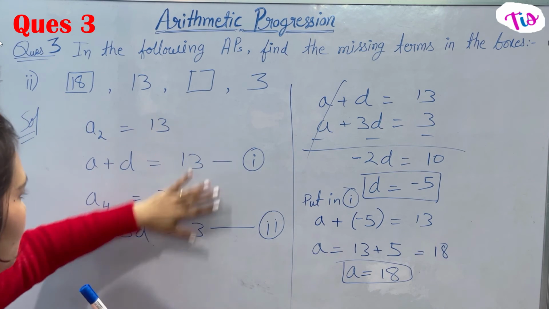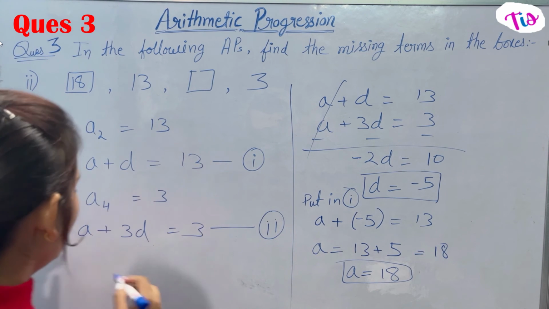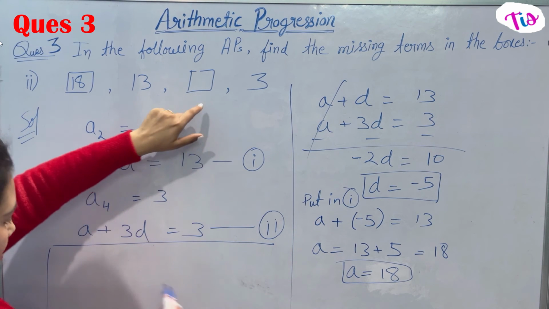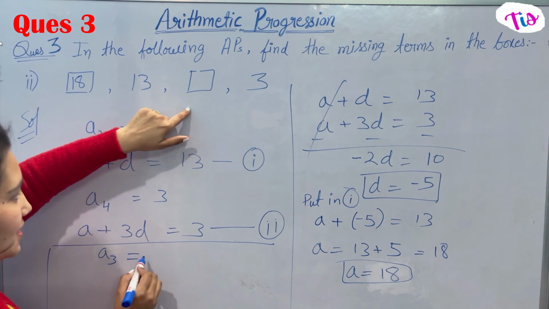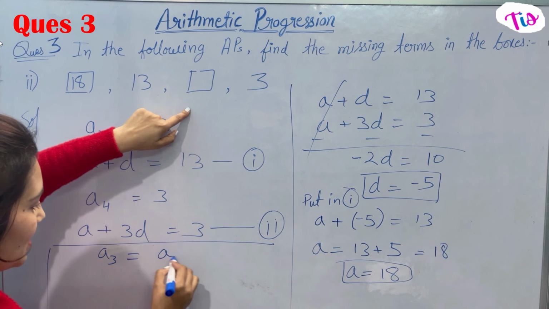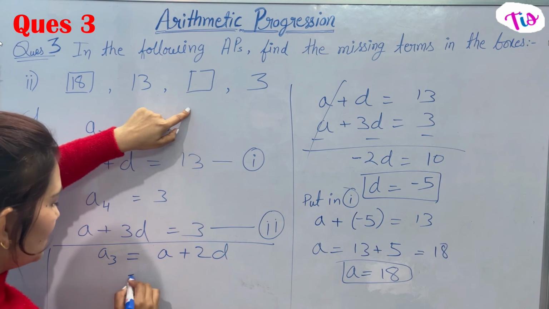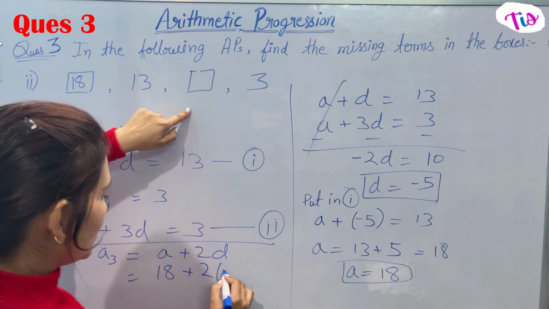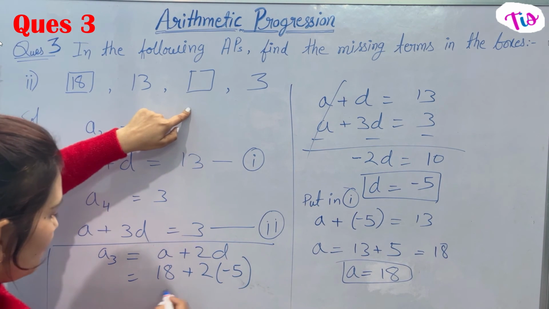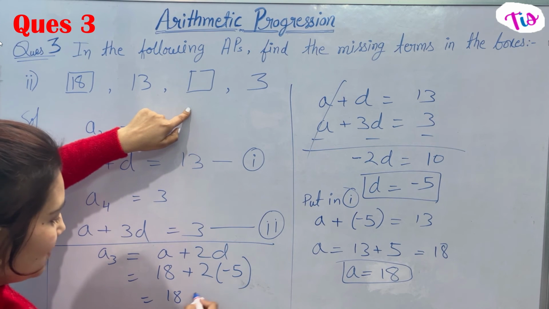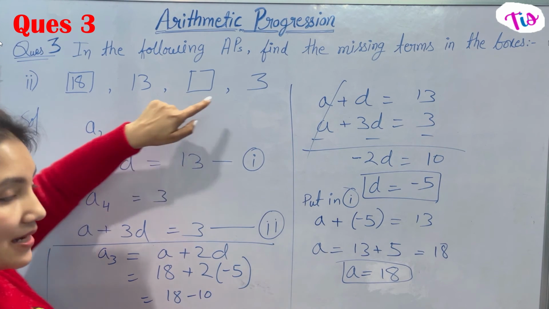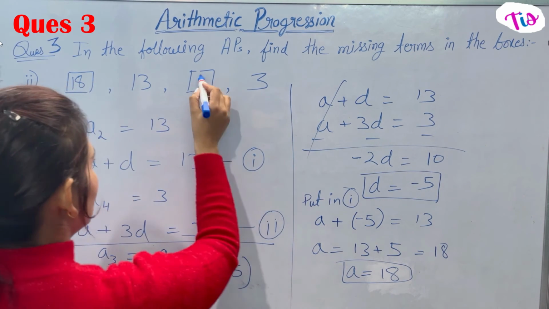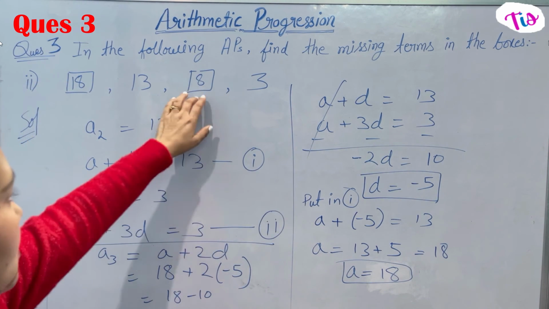I'll just rub it off, or this is visible. I'll just find a3 here. So a3 means third term, and third term is a plus 2d. Let's solve it. So a is 18 and common difference d is minus 5. Minus 5 times 2 is minus 10, and 18 minus 10 is 8. So this is the third term.